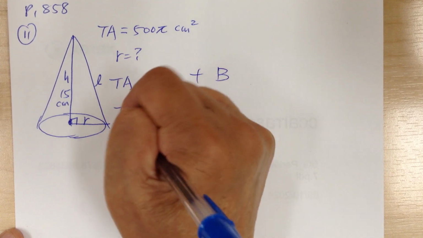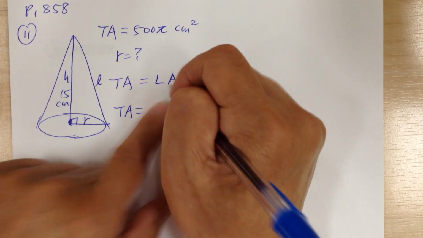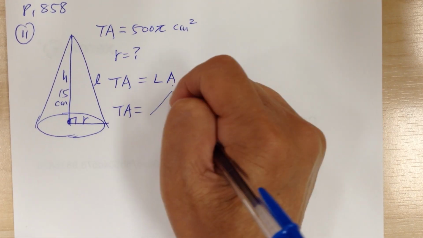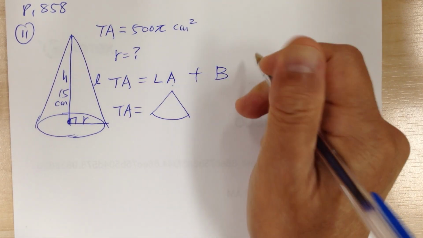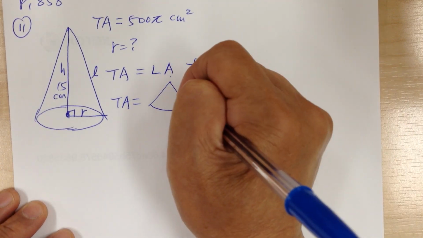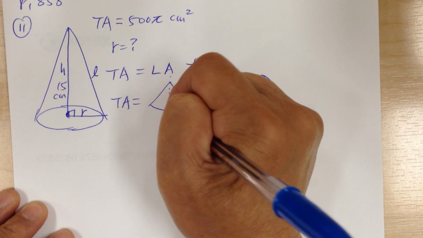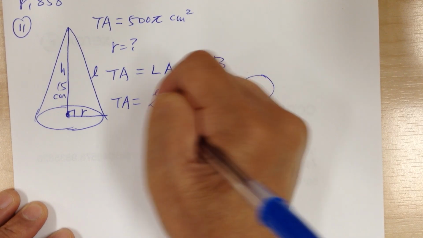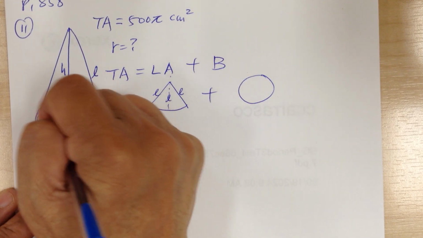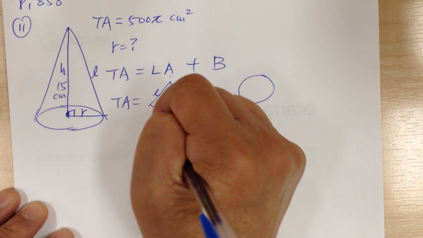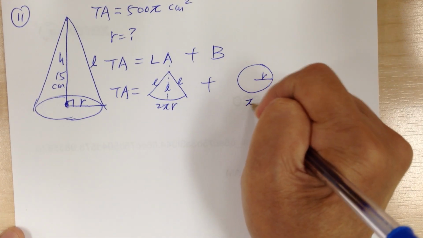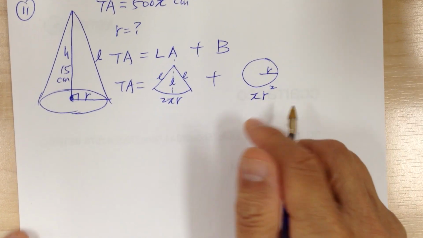When you open it up, the lateral area is, if you get a cone and you cut and open it, it becomes like this. And the base area is a circle. Now this over here is L, which looks like the height of a triangle. And the base, this is a circle you open up, so this is 2 pi r. And this is r, so this would be pi r squared, the area.